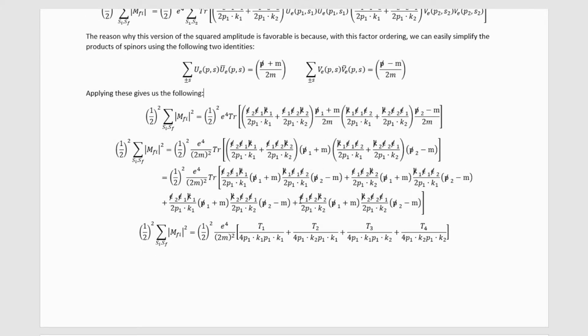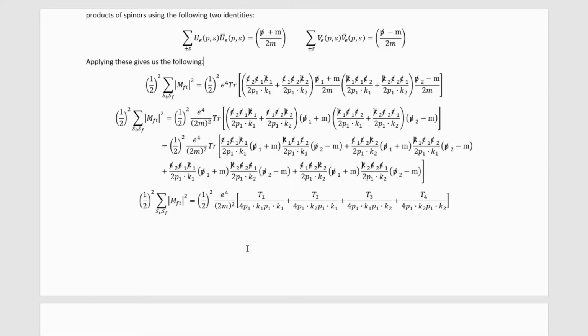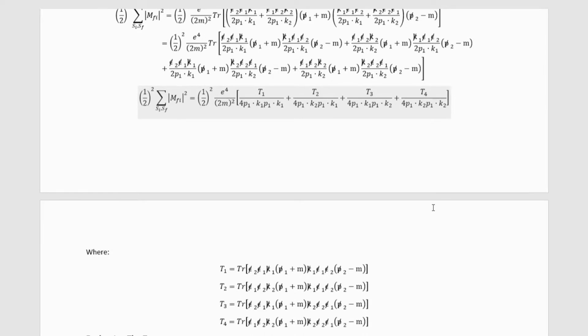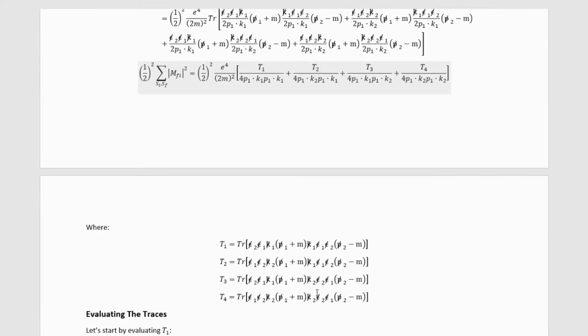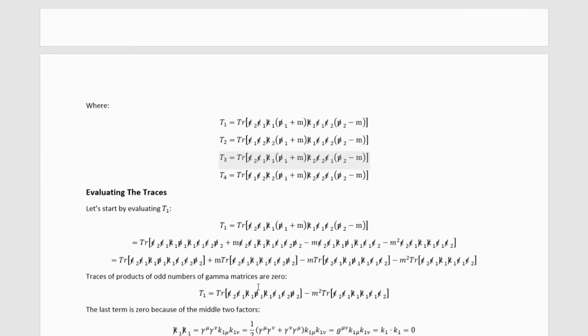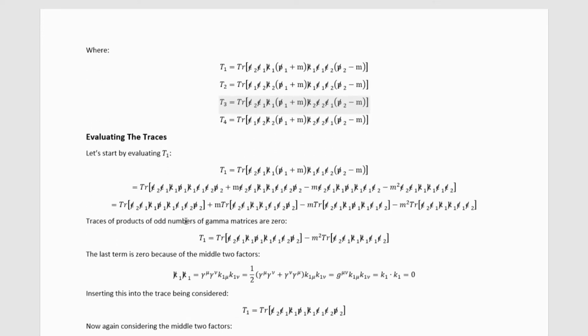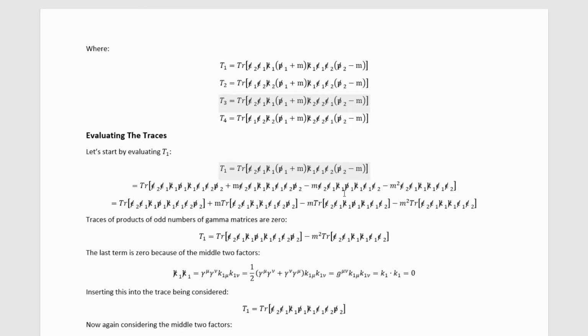From here, we can distribute a little bit to get this result. And then from there, I've written it in terms of these T1 through T4, which are these traces here. I just took the trace numerators and gave them these fancy names so we can calculate them separately. Let's start by evaluating T1. This is T1, multiplying it out gives us this result, and then breaking up the trace into a sum of traces gets us to here.